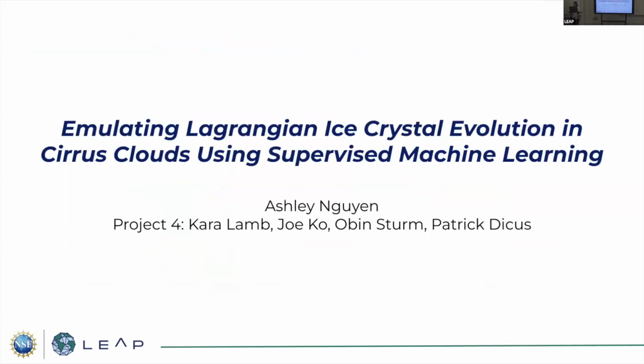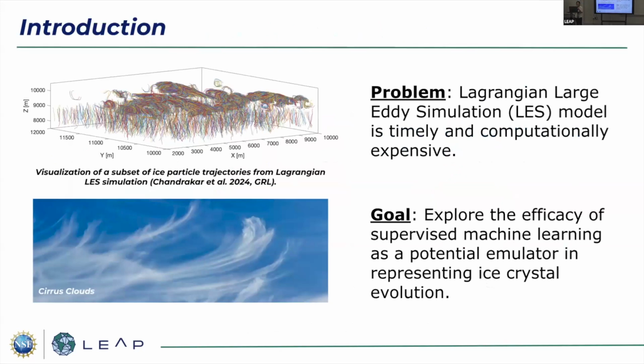Hi everyone, I'm Ashley, and this summer I researched emulating the Lagrangian ice crystal evolution in cirrus clouds using supervised machine learning models. What Oben mentioned earlier was the Lagrangian LES, large eddy simulation. This is the current model used to represent the cloud evolution and formation. However, this type of model is very time-consuming and computationally expensive. Approximately 300,000 core hours are used to run a single simulation, which makes this not a very viable option to sustain research into ice crystal evolution.